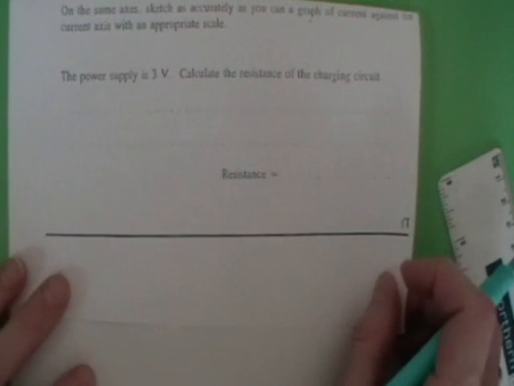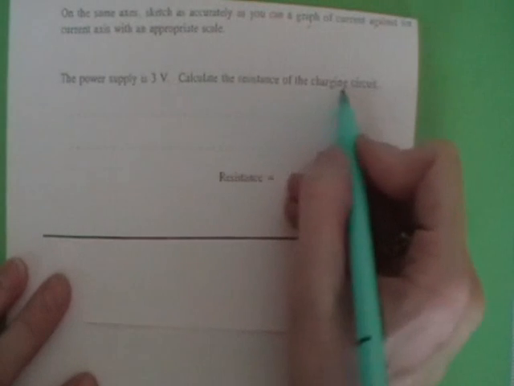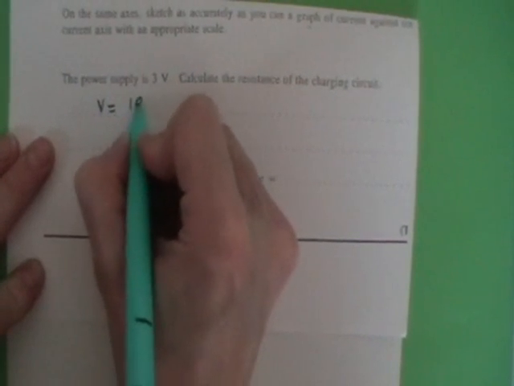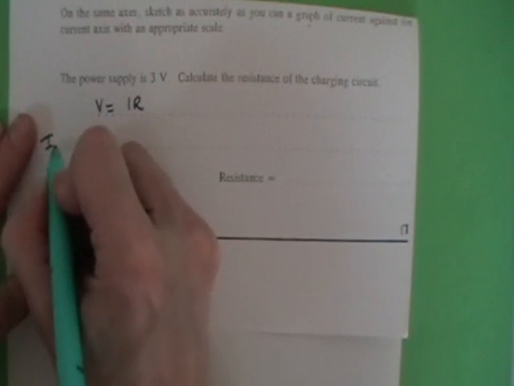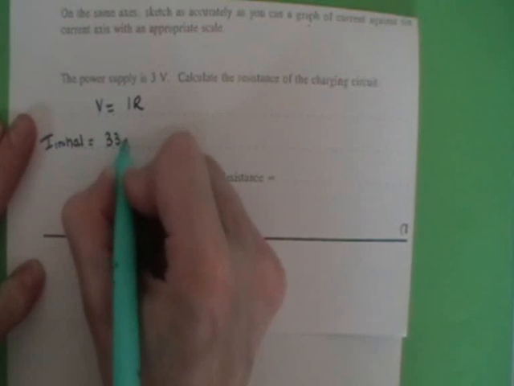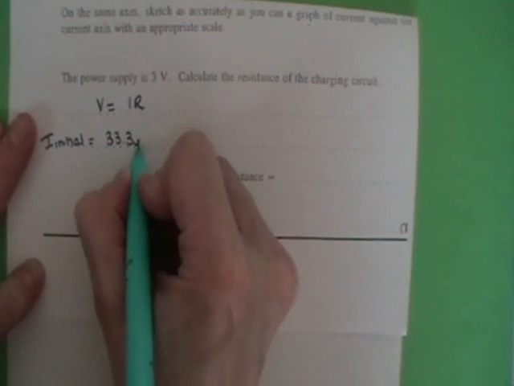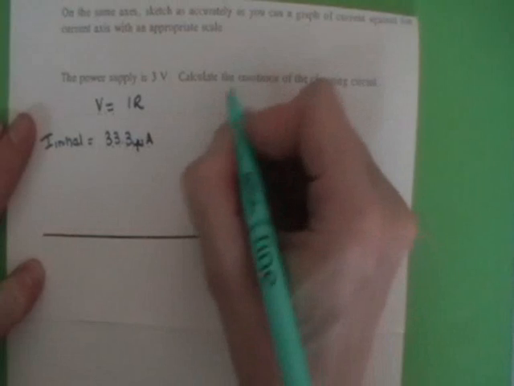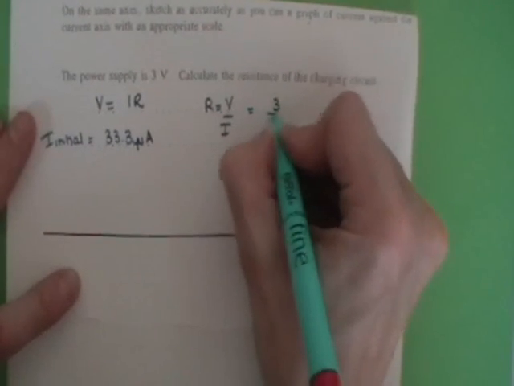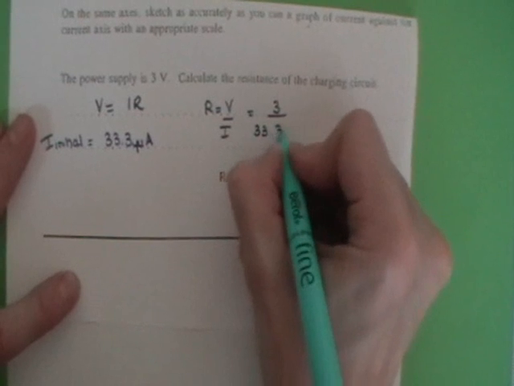The last part of the question is a very, very simple question. It says the power supply is 3 volts. Calculate the resistance of the charging circuit. So all you're doing there is V is equal to IR. We now know that our initial current, for my calculation, was 33.3 microamps. And therefore R is equal to V over I, which is 3 over 33.3 microamps.